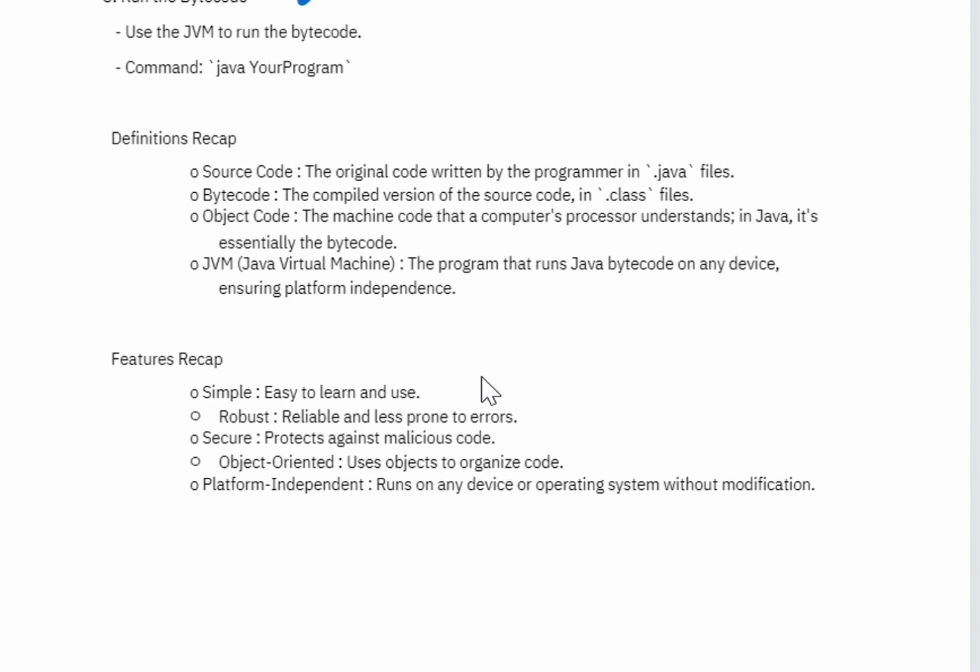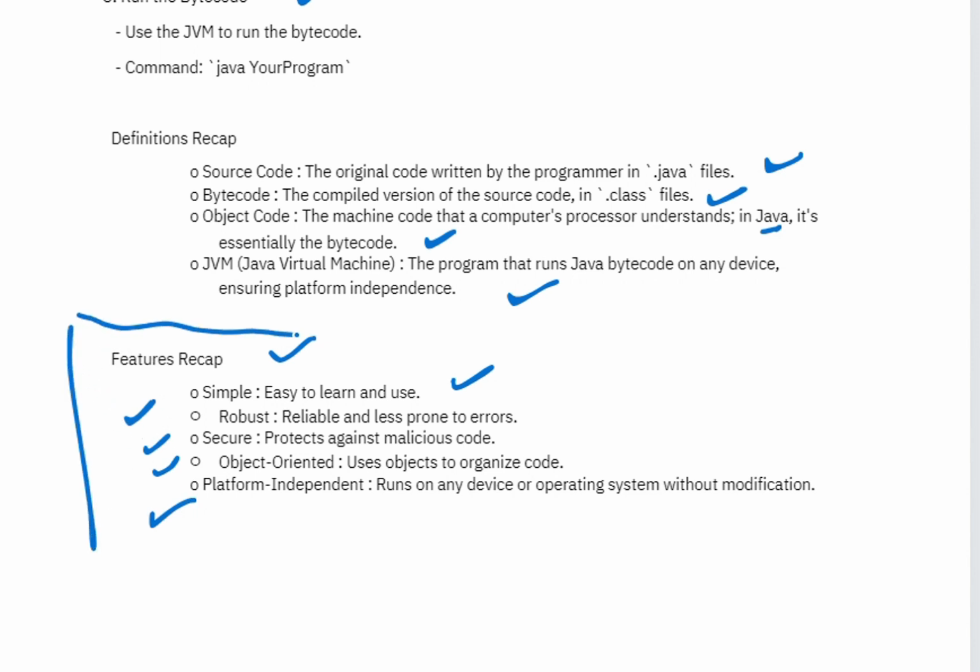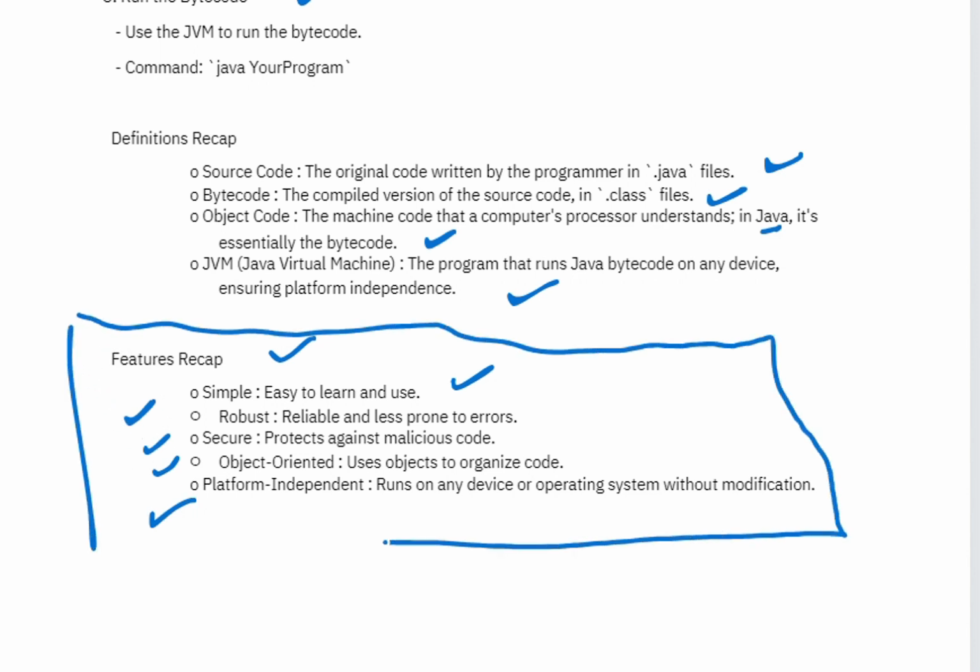Now let's recap what we have done so far. Source code is the original code written by the programmer. Bytecode is the compiled version of the source code, which has the extension .class. Object code is the machine code that a computer processor understands; in Java, it's essentially bytecode only. And the JVM, the Java Virtual Machine, is the program which makes Java code platform independent. Now the features: Java is simple, robust, secure, object-oriented and platform independent, right? I'm covering each and every point here theoretically because it is in the ICSE syllabus, so this can act as notes for you.